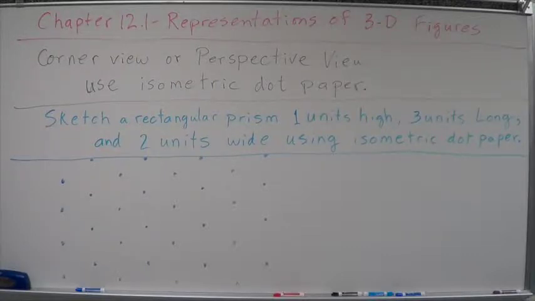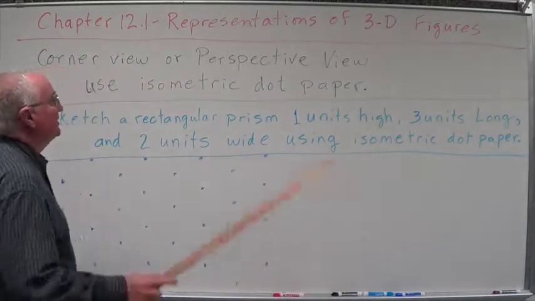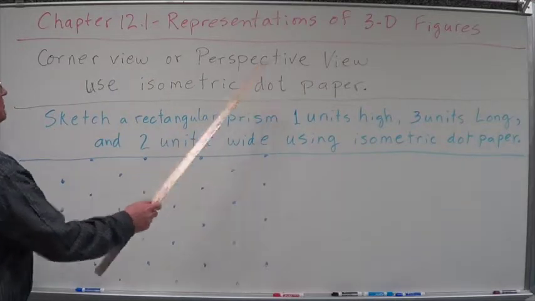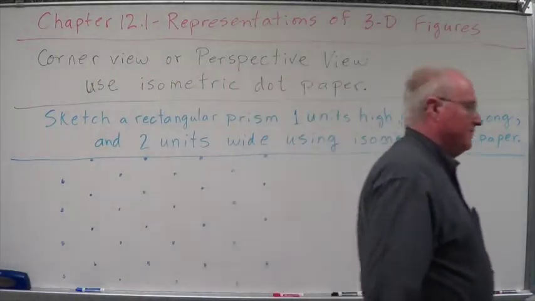Now, one of the interesting things is, even though we live in a three-dimensional world, you're so used to working with it in math in 2 dimensions that when we move into 3 dimensions, all of a sudden it becomes very difficult to see these and to visualize the 3-dimensional figure. So we're going to work with this a little bit. Typically what we do is we're going to start with what we call a corner view or a perspective view, and we're going to use isometric dot paper. Now let me show you what this stuff looks like.